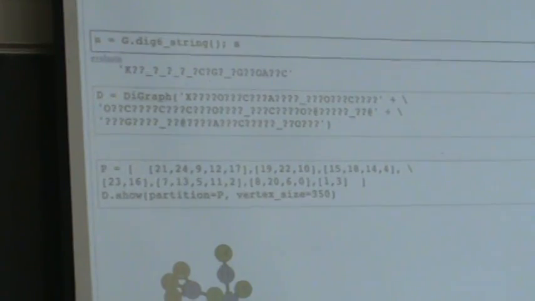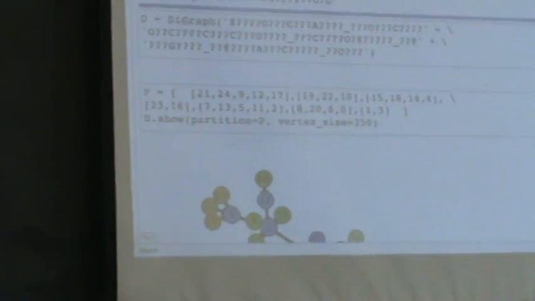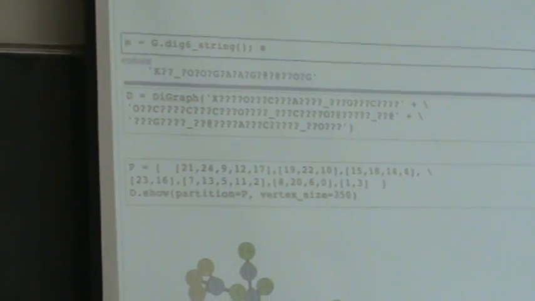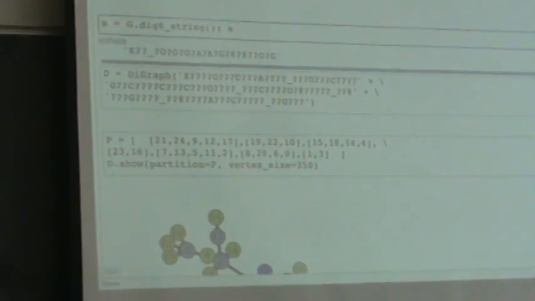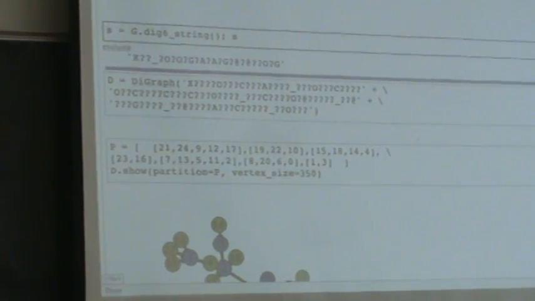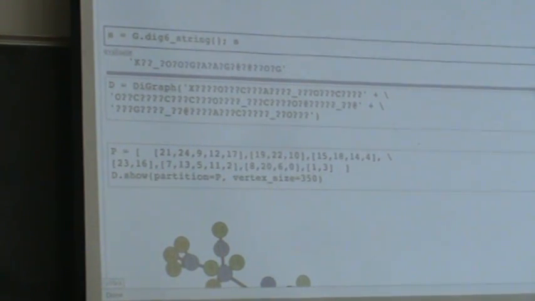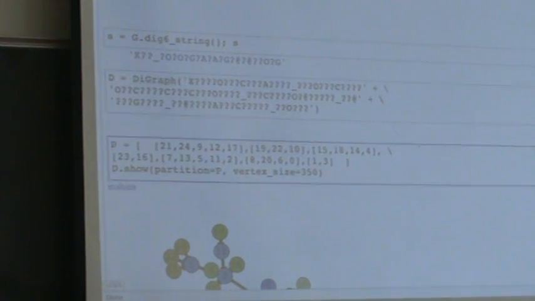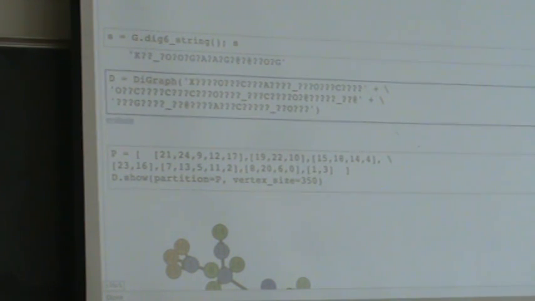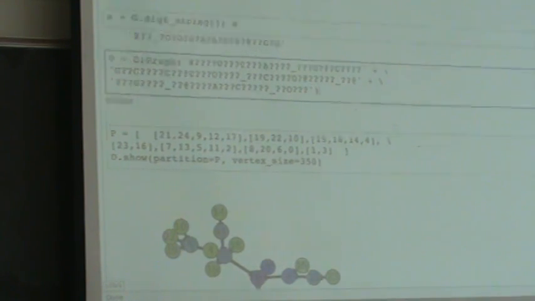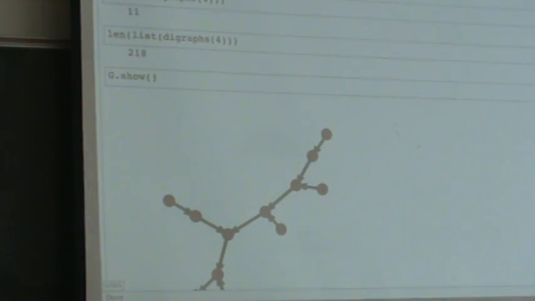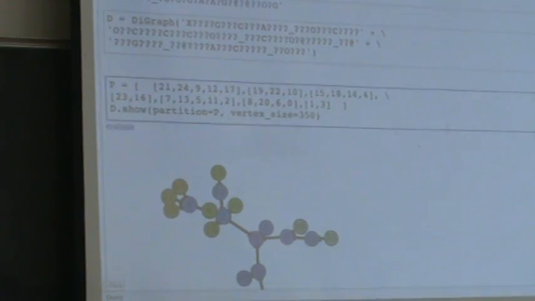So there's also compact formats for dealing with graphs. Since G is a digraph, it's got a dig6 string. There's also a graph6 string for graphs. And this is just a very concise, short way of packing and shipping graphs around on the computer. So in particular, if you want to make a digraph from one of these strings, you just say digraph of the string and you get it back. So this is a digraph that I used the growing network thing to get, so it was random, but then I gave it a partition, so I wanted to hang on to it.